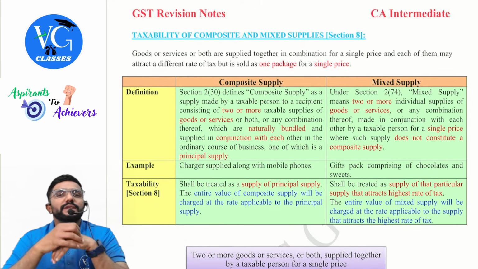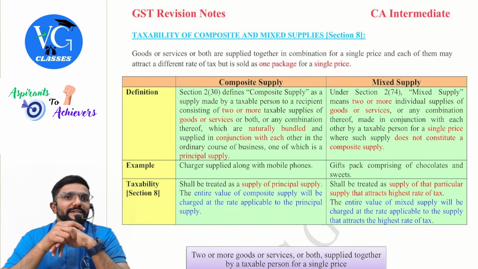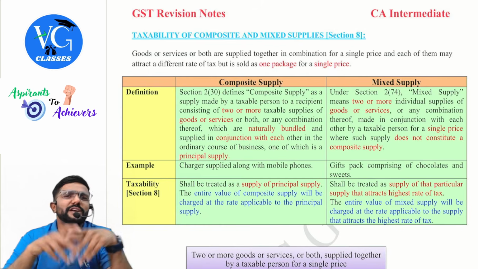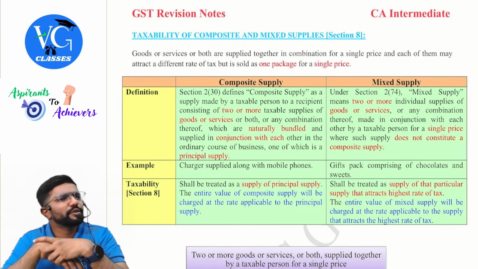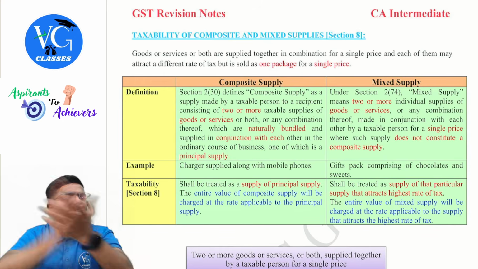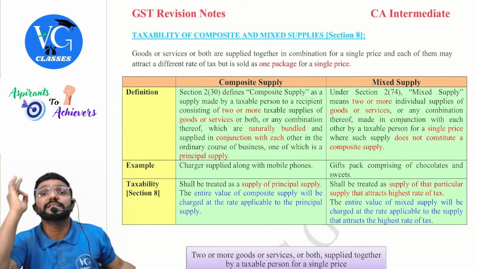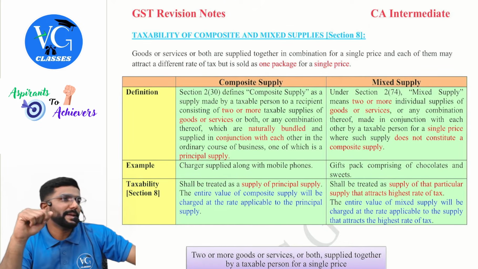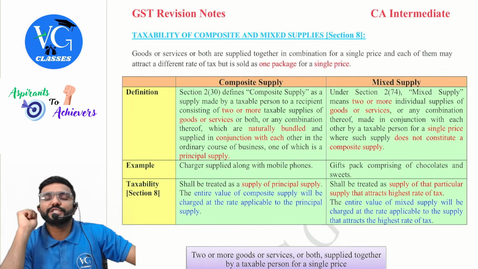Now coming to, sir, what if it is not naturally bundled? Then we call it a mixed supply. Sir, when it is not naturally bundled, the majority of customers are not willing to buy it together. But still, the seller has packed two or three items and is selling them for a single price. Then what do we call it? Mixed supply.